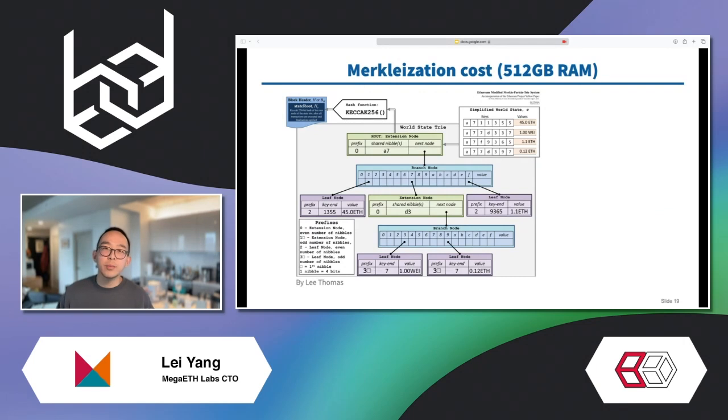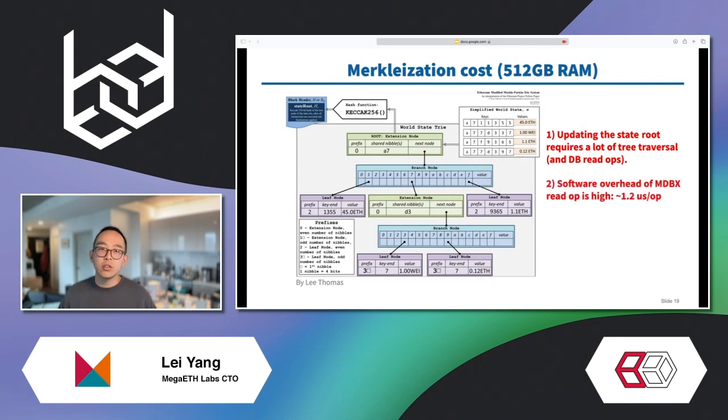But why is merkleization so expensive? Well, the reason is that updating the Merkle trie requires a lot of trie traversals, and each incurs a lot of database reads. And although the database fits in the memory, the overhead from the software of the database management library, or MDBX, is pretty high. It's about 1.2 microseconds per read operation. And this overhead adds up when you do a lot of reads when you are updating the Merkle tries.